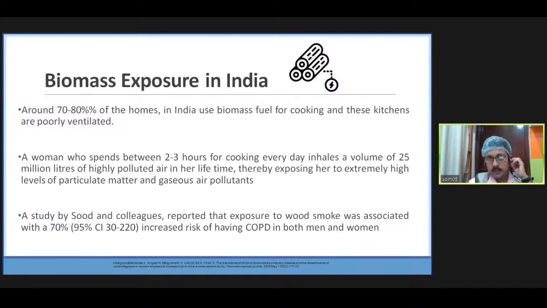Now, as I have told earlier, regarding biomass exposure in India, more than two-thirds of homes in India, around 70 to 80%, especially in rural areas, use biomass fuel for cooking. And this is data: a woman who spends 2 to 3 hours cooking every day inhales more than a million liters of highly polluted air in her lifetime. There are some studies that reported that exposure to wood smoke was associated with more than 70% increased risk of having COPD in both men and women. So biomass exposure is also a very important contributory factor for the development of COPD in our country.